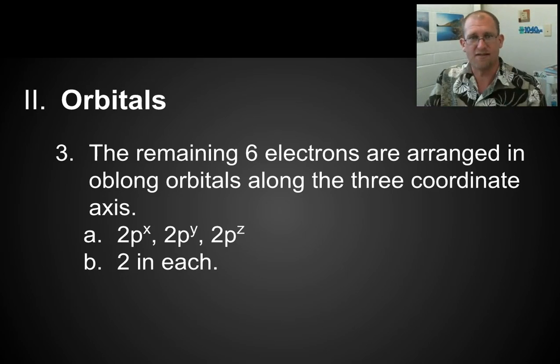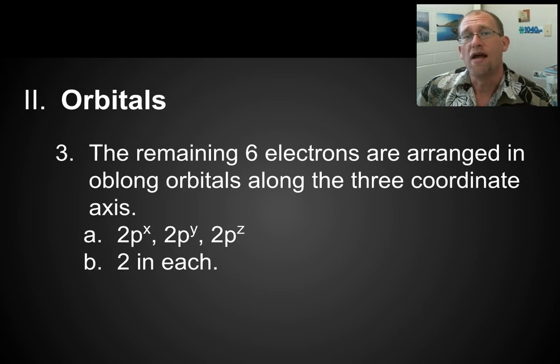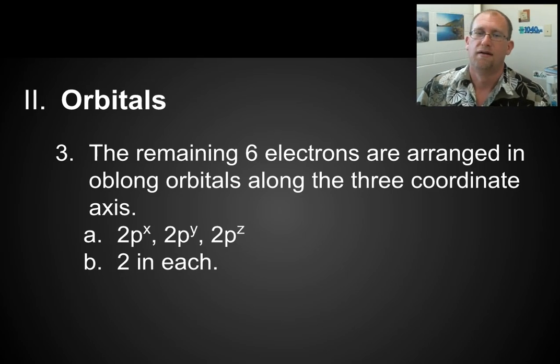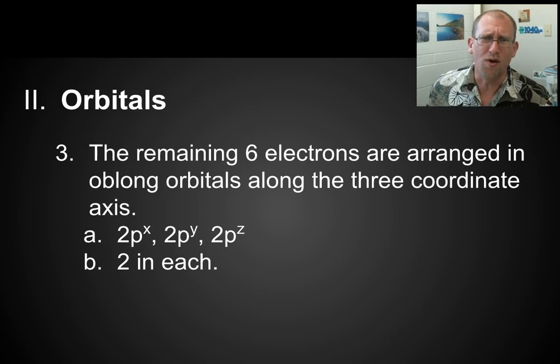and the z-axis, right? So in energy level 2, there are 8 electrons. 2 of them are in 2s. 2 of them are in 2px. 2 of them are in 2py. And 2 of them are in 2pz. You confused yet? You will be.